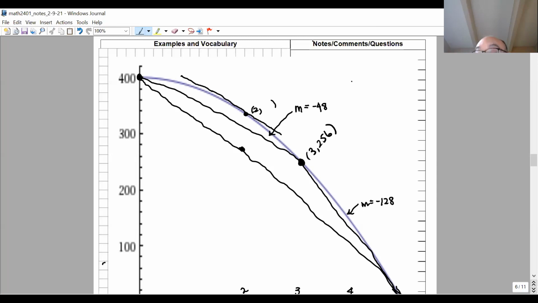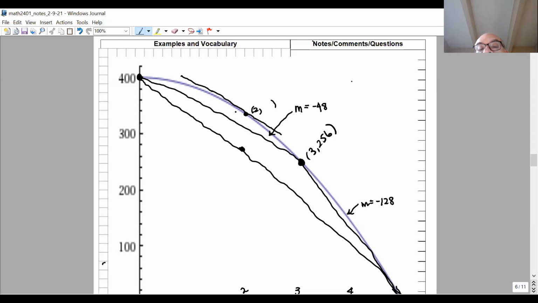So what we were using to answer our question last time, what was the speed of the screwdriver after 2 seconds, was the slope of this tangent line, the tangent line to the curve at this particular point. That's a very important concept in calculus.